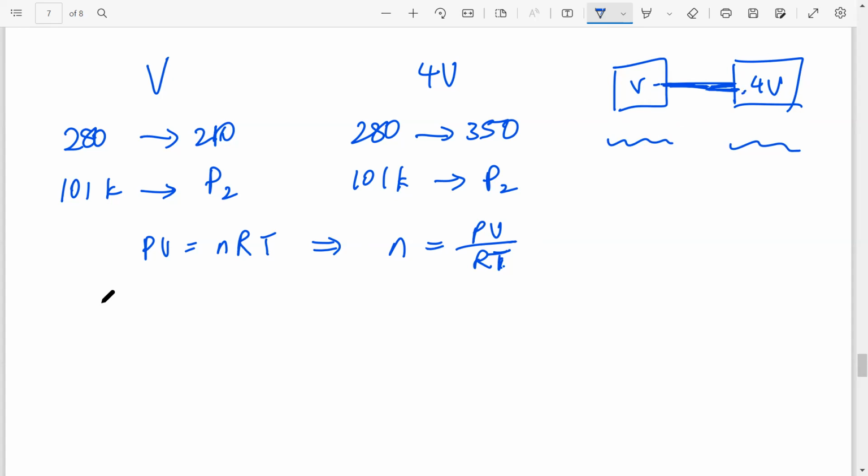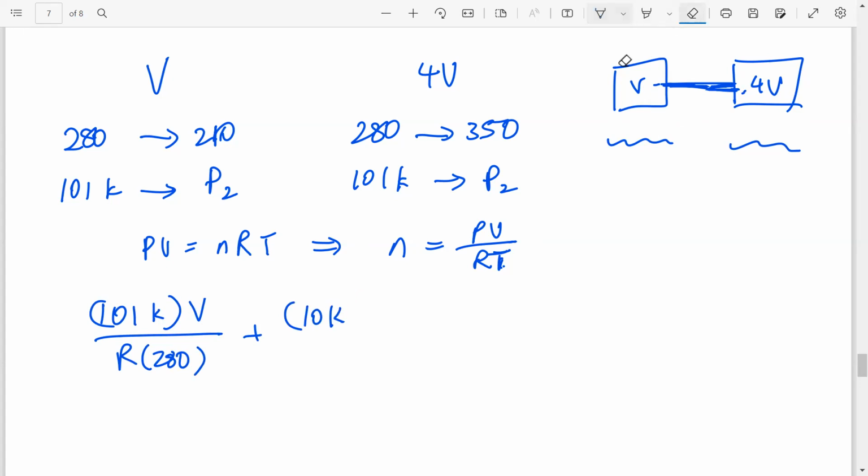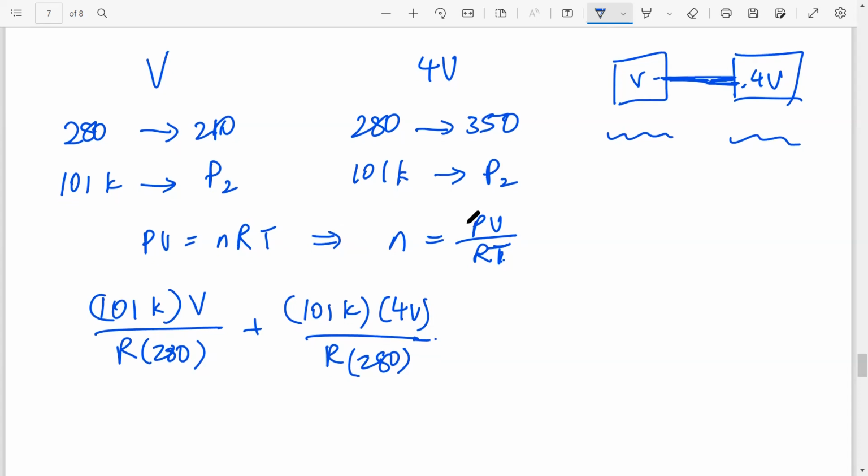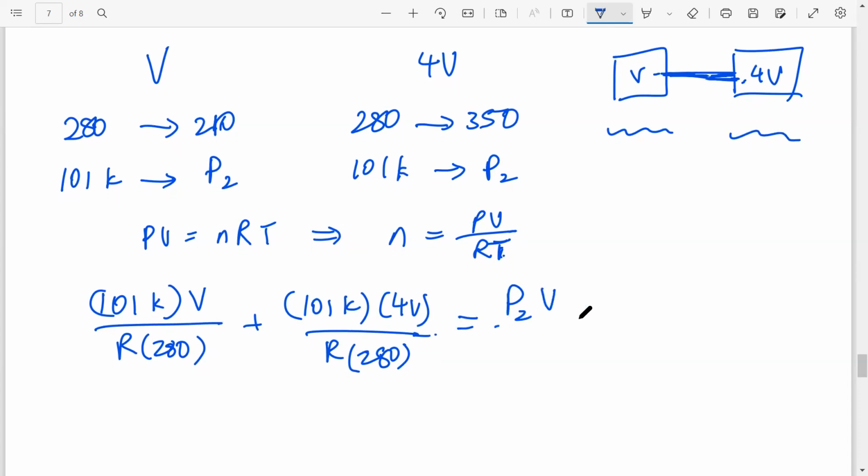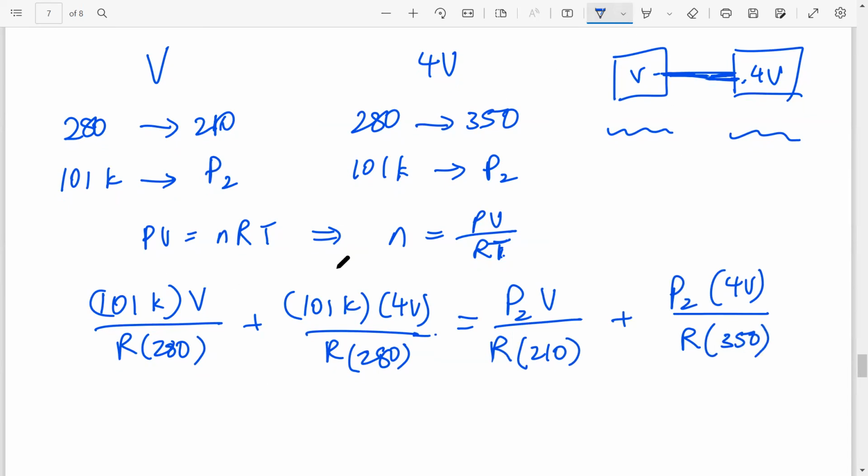So we will use this formula. So 101 kilo V over R 280 plus 101 kilo 4V over 280 R times 280. This is the total initial number of moles, the n for V and the n for 4V. The total initial must equal the total final. In this case, the final temperature is 210 plus P2 4V R over 350. So the total initial equals the total final number of moles, and this is where we then do our math.